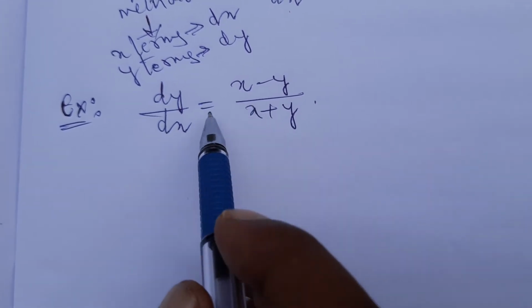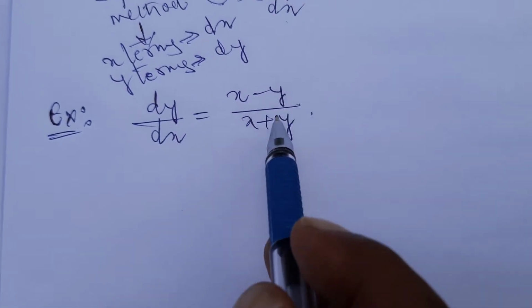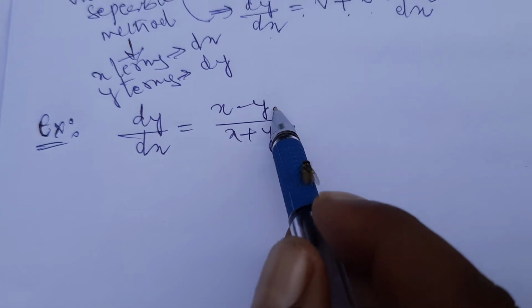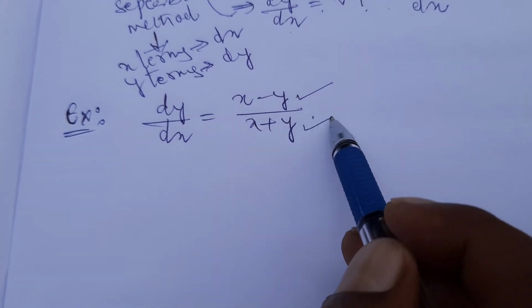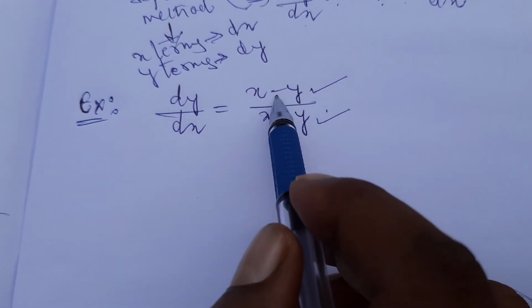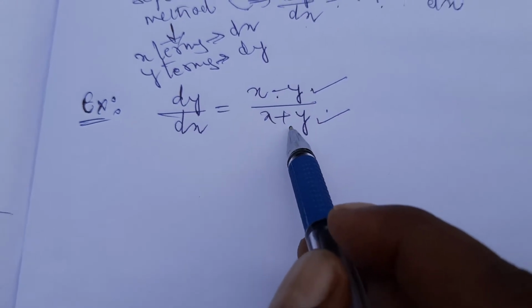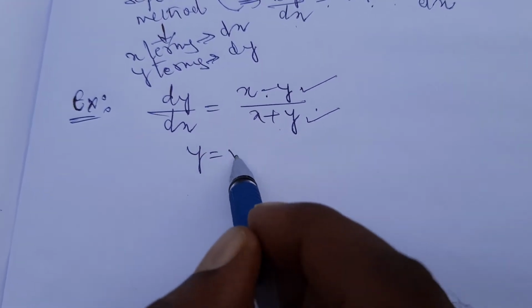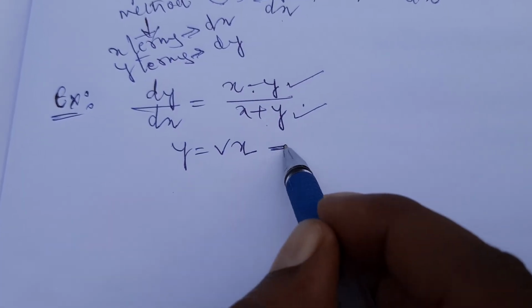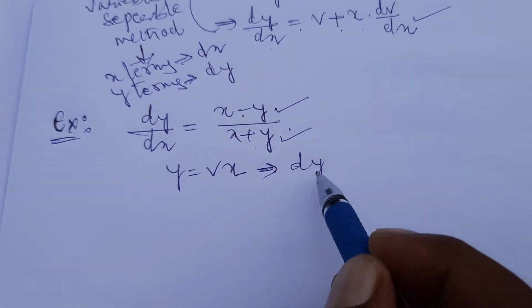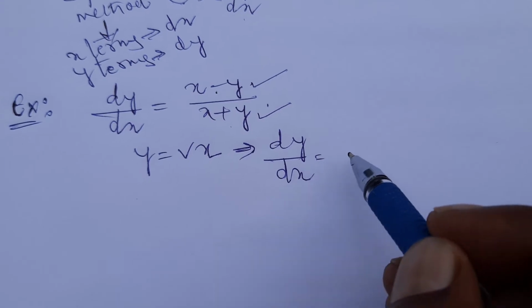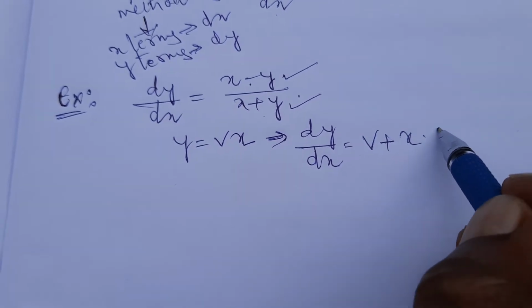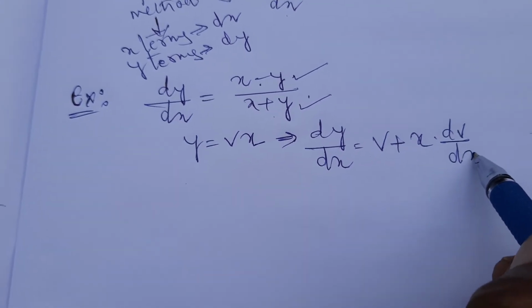Solve the differential equation dy by dx is equal to x minus y by x plus y. Here if you observe, x minus y and x plus y are homogeneous functions of degree 1. Now what is the substitution? y equals vx. If I substitute y equals vx, what is the dy by dx value? v plus x into dv by dx.